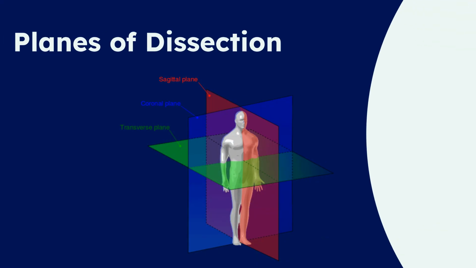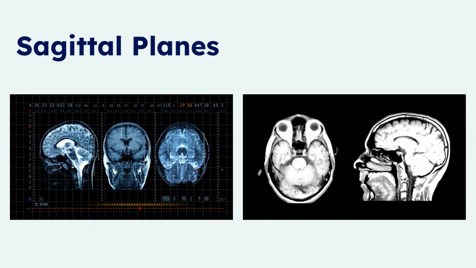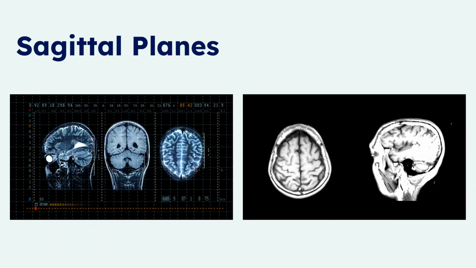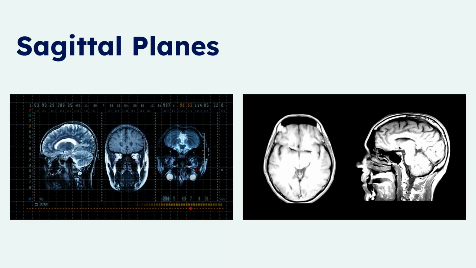Understanding directional terms leads us to planes of dissection. These are imaginary flat surfaces used to slice the body or an organ for viewing internal structure. A sagittal plane divides the body vertically into right and left parts. If it passes directly through the midline, it's called a median plane. If it's off-center, it's parasagittal.